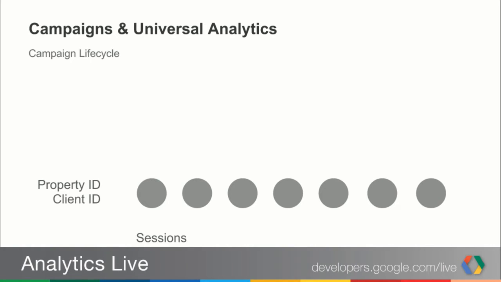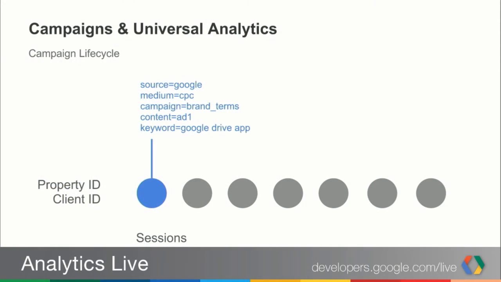So just a little primer on how campaigns work in Universal Analytics. It's a little bit different than how it was before. You can see all these gray dots on the bottom. These represent sessions with your application or with your website, whatever it is. We're speaking broadly here. Each of these dots represents one user interaction with a site or an app and contains a bunch of views and events and e-commerce and other things. And we're looking at this for a given property ID and client ID.